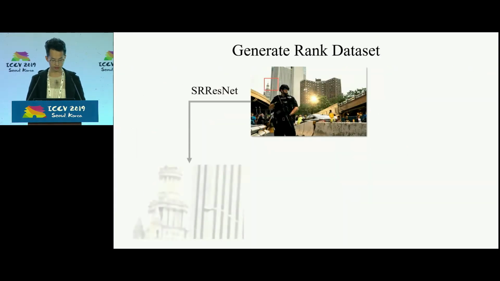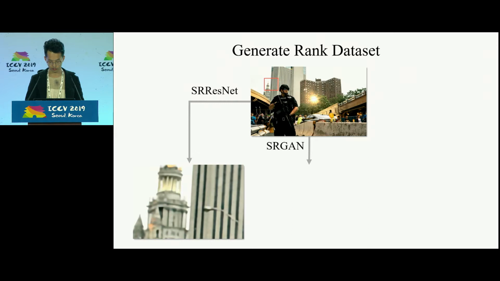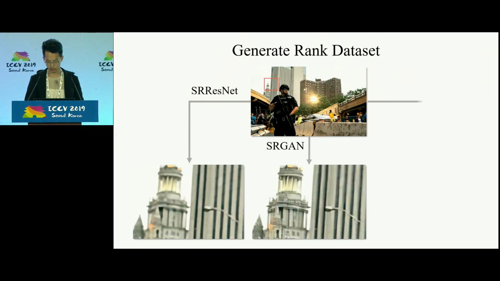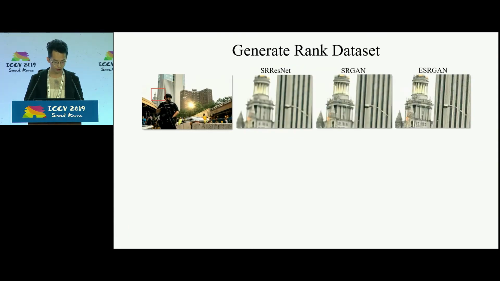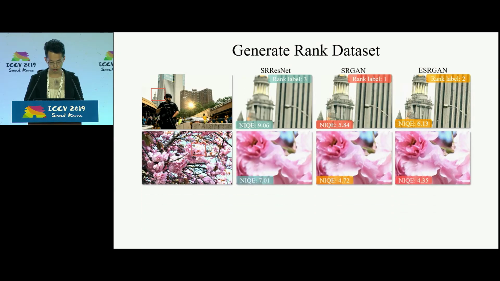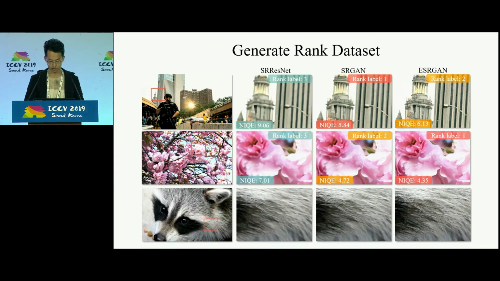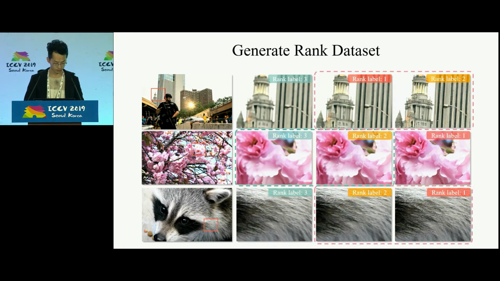For the ranked dataset, we use three SR methods to generate the SR images. Then the NIQE metric is used to generate the rank label. The image with a high NIQE value is regarded as rank label third, while the lowest is set to rank label first. Here are three samples. The rank label is only related to the order of the NIQE metric, but not the real values.